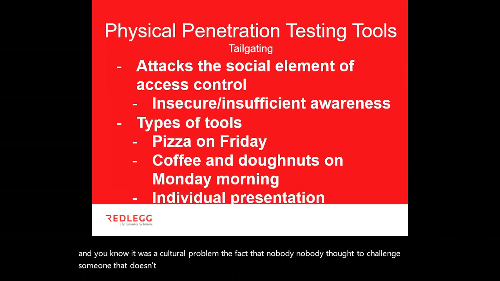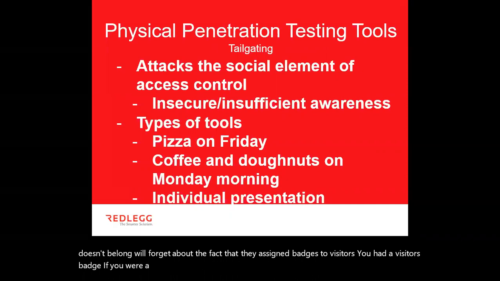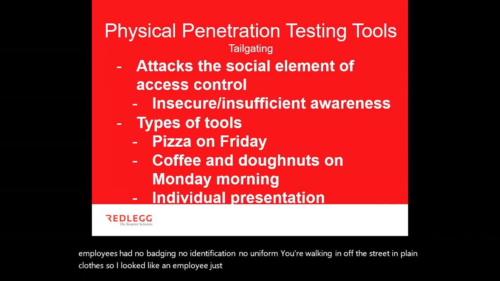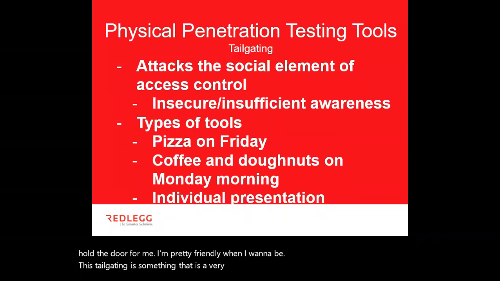Forget about the fact that they assigned badges to visitors. You had a visitor's badge if you were a visitor, which I had gotten. They gave me one in case I needed it, but employees had no badging, no identification, no uniform. You're walking in off the street in plain clothes, so I looked like an employee just by showing up. Of course they're going to hold the door for me. I'm pretty friendly when I want to be. So this tailgating is something that is a very, very significant concern.